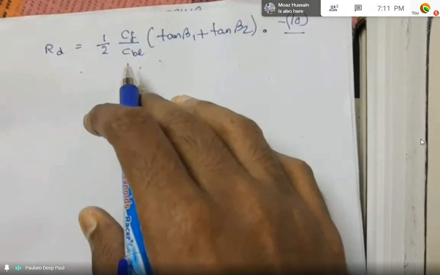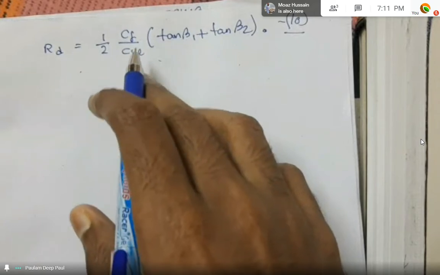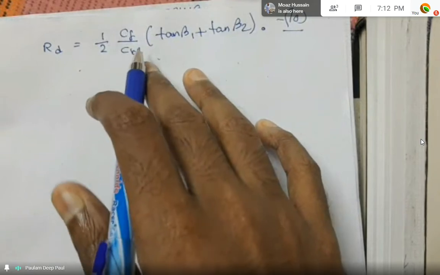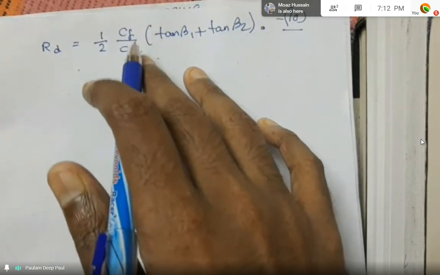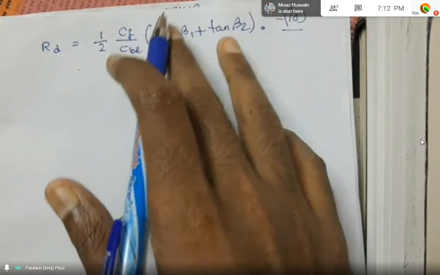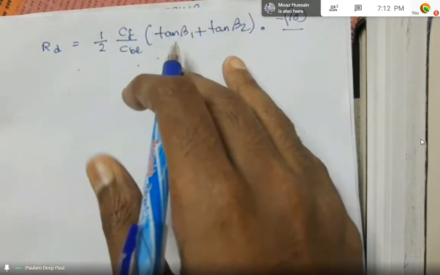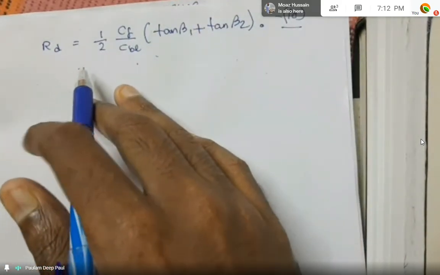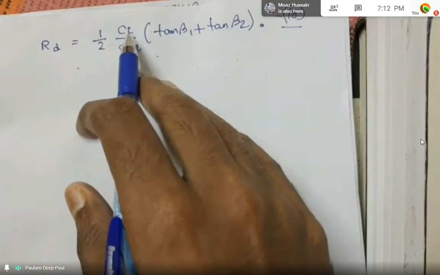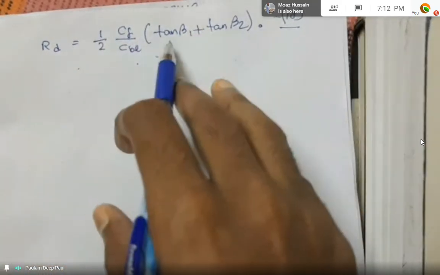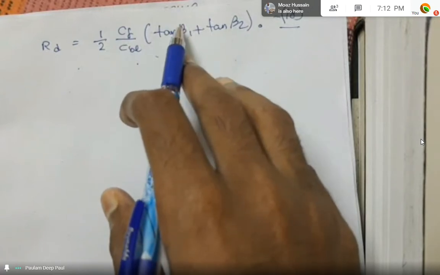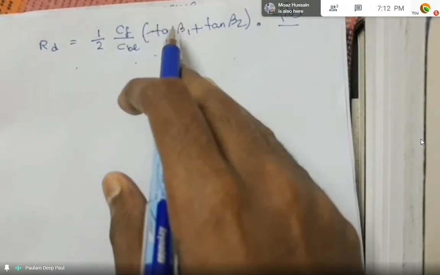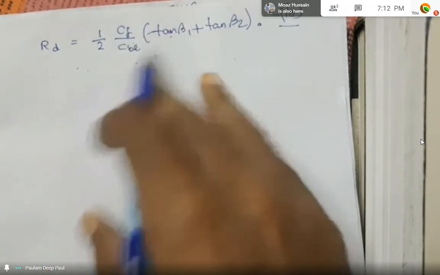But before that, let's just discuss a little bit of degree of reaction. The degree of reaction for all practical compressors, axial or centrifugal, is usually kept at 0.5. If you substitute R_D equals 0.5, you get a simplified relation in terms of C_bL and C_f and tan beta 1 and tan beta 2. From this, you can also say that alpha 1 is equal to beta 2 and alpha 2 is equal to beta 1.